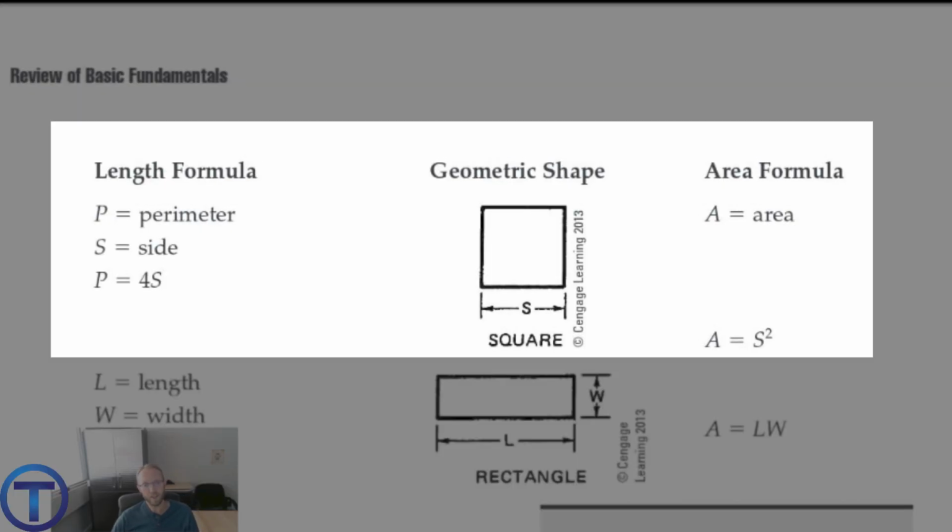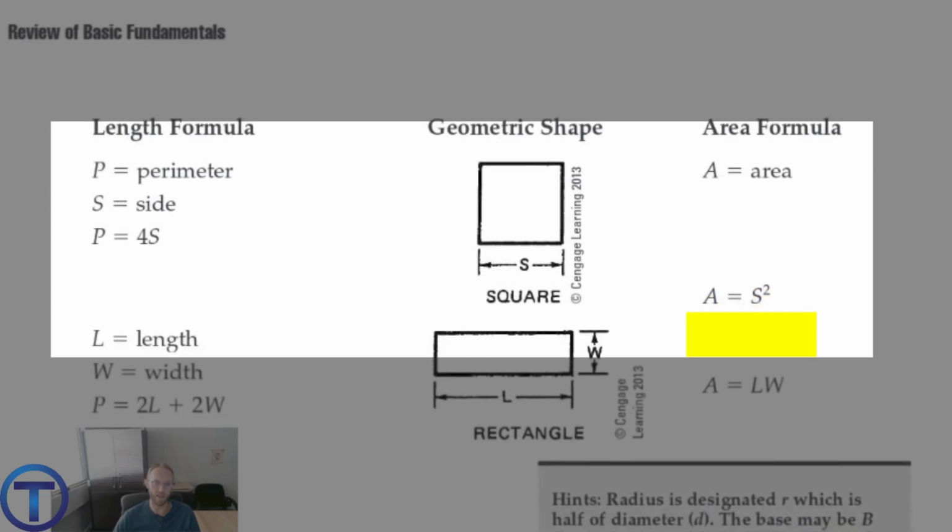P is the perimeter. S is the letter we're going to use for sides. When you're trying to calculate the perimeter, you take 4 of the sides of the square, so 4 times S is going to give you the perimeter of a square. If we're looking for the area of a square, we're going to take 2 of those sides and multiply them by each other, and that's going to give us a squared area of that square. Another way to write that is S squared, since both of the sides on a square are the same length.